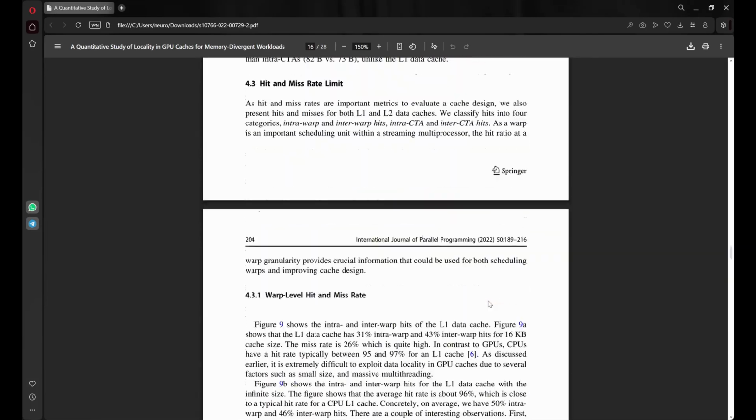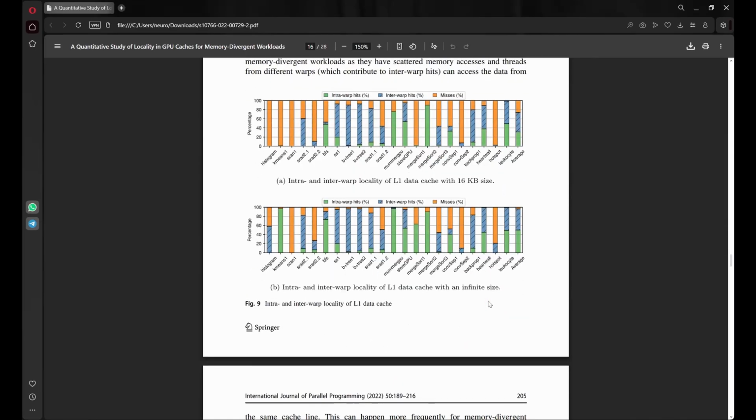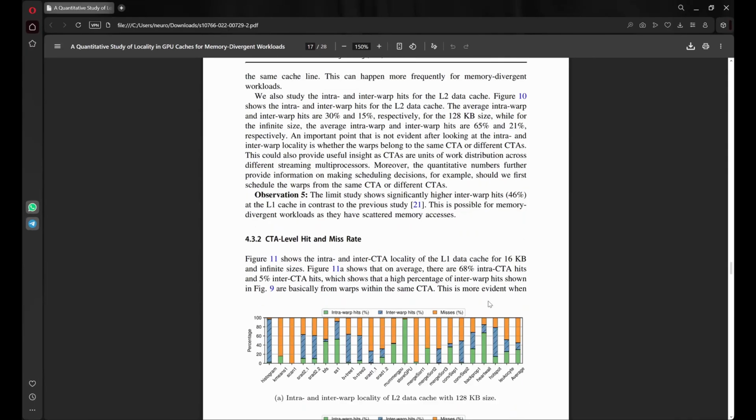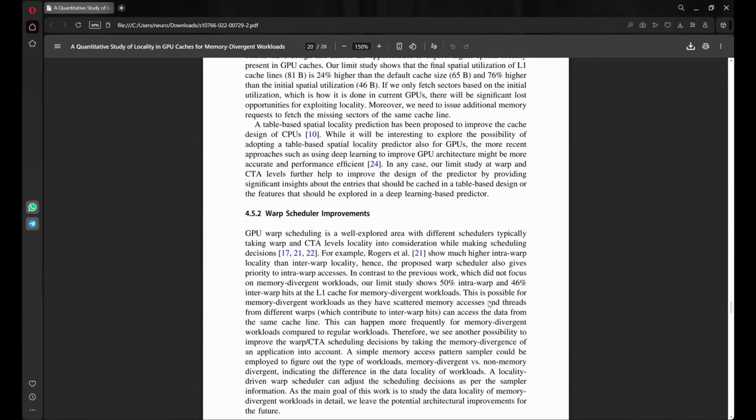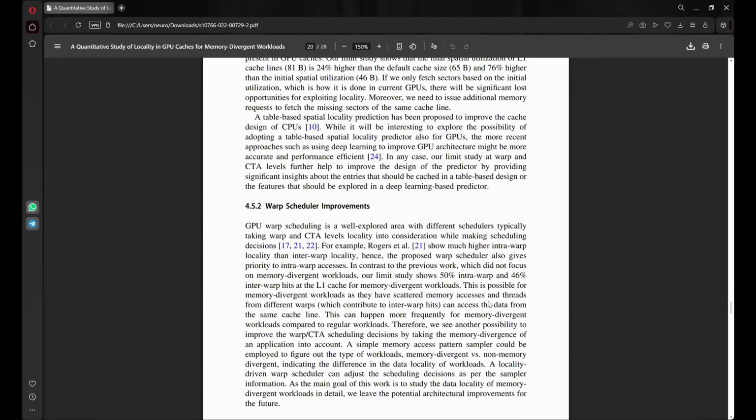And thus it can prioritize inter or intra warp utilization more. For example, if an application was not memory divergent, then according to the previous literature, they would want to prioritize intra warp hits, or intra warp spatial locality, a lot more than inter warp spatial locality.